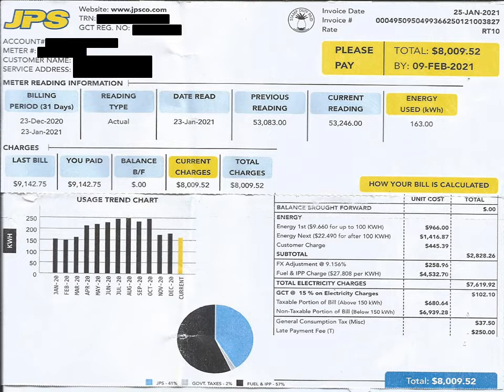All right. Don't worry about the detail. That's not what we're looking at. We're really going to be looking at how we calculate our bill. I also need to point out that this thing here, balance B/F, just means balance brought forward. All right. So the total bill is $8,009.52, and we're going to find out how we got this.